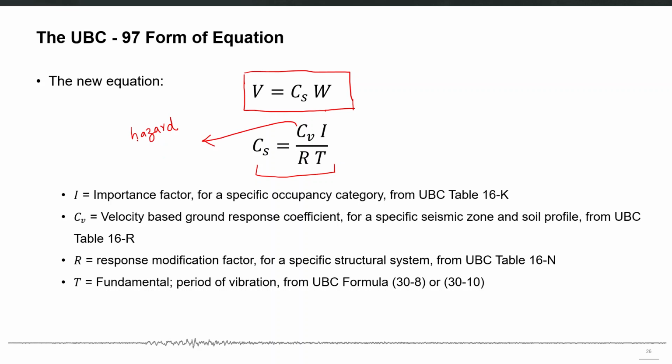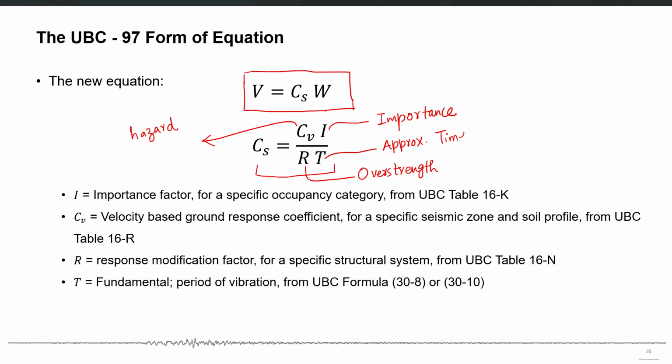CV tells us how high or low the level of hazard your site is having. So hazard parameter, you have the importance factor, and then you also have the response modification factor. In UBC 97, this response modification factor or R factor is called the overstrength factor, but you should note that it accounts for both ductility and overstrength. T is the approximate time period of the structure.